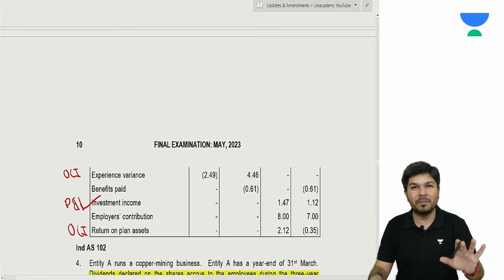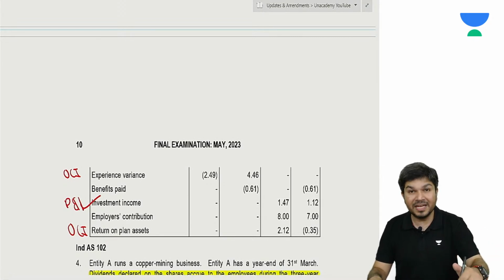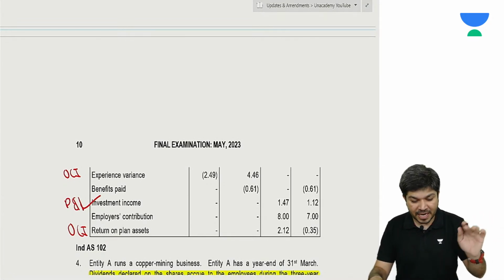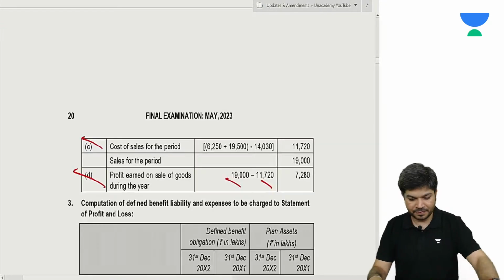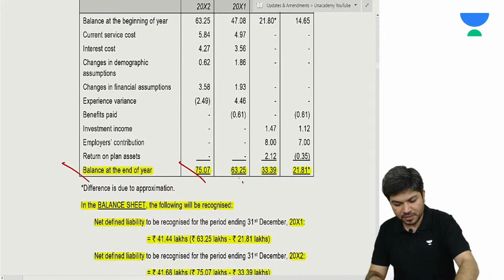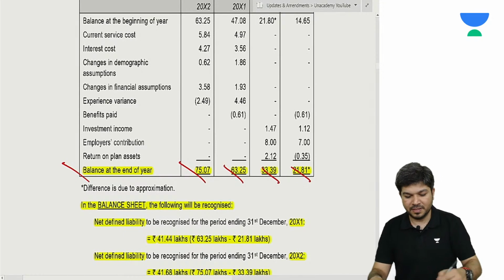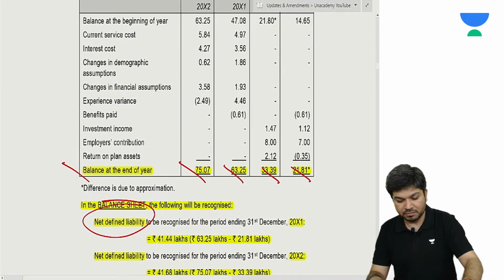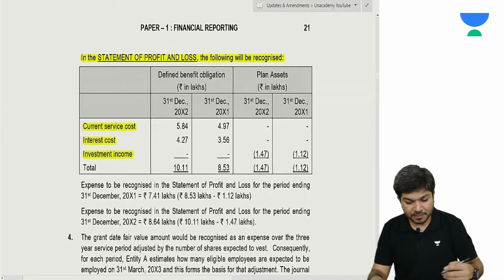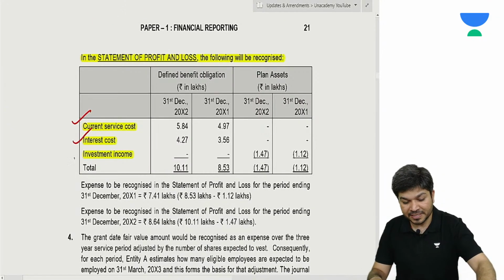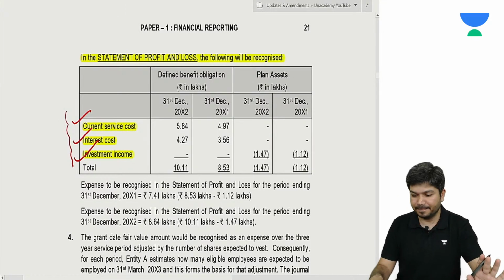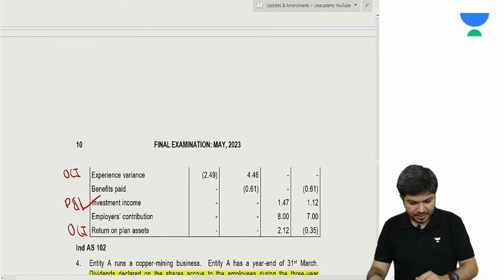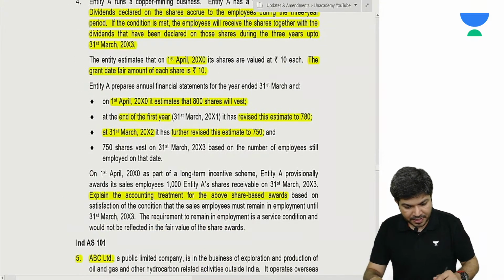Okay, so this is a normal question, nothing different over here. These three items will be going in P&L. Any doubts? Anybody with this? So first we have just done the totals. Net is nothing but your closing liability minus closing asset. And what comes in your P&L? Current service cost, interest expense, interest income. These are the three things coming in your P&L. Okay, this was question number 3.